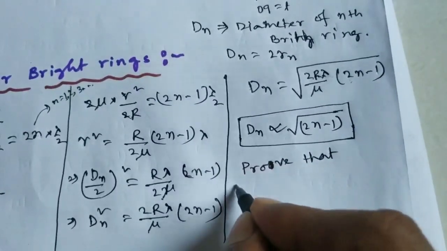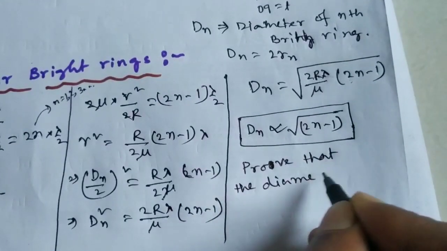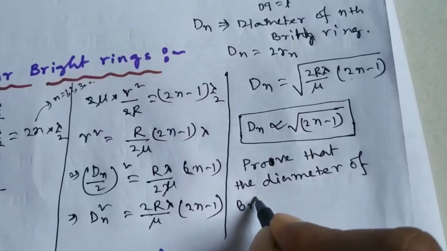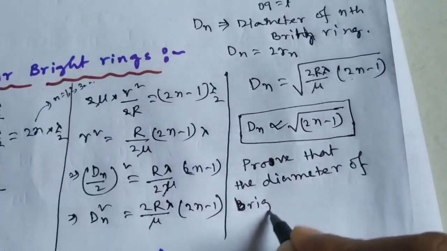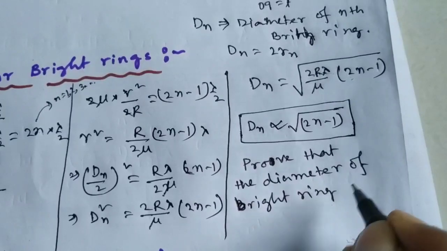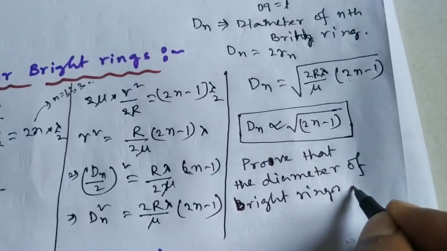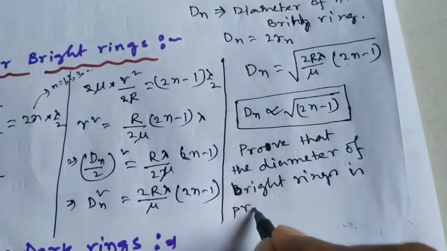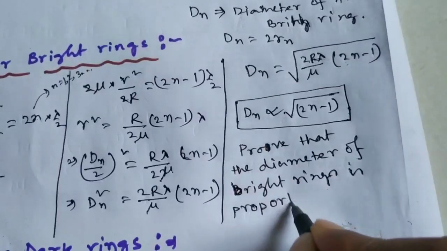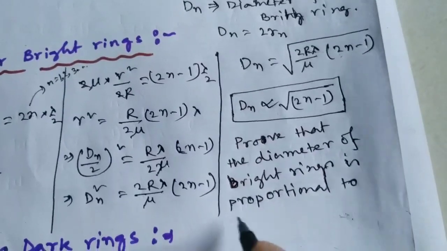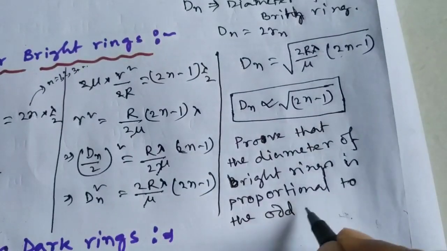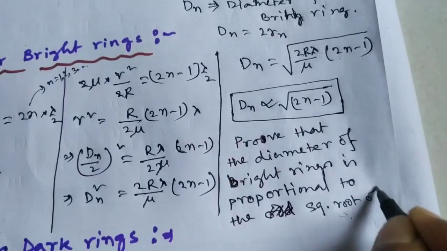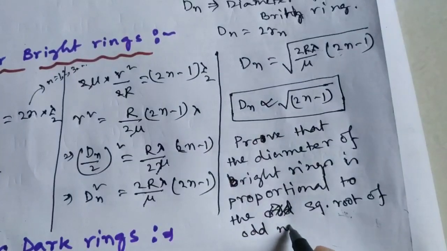that the diameter of bright rings is proportional to the square root of odd numbers.